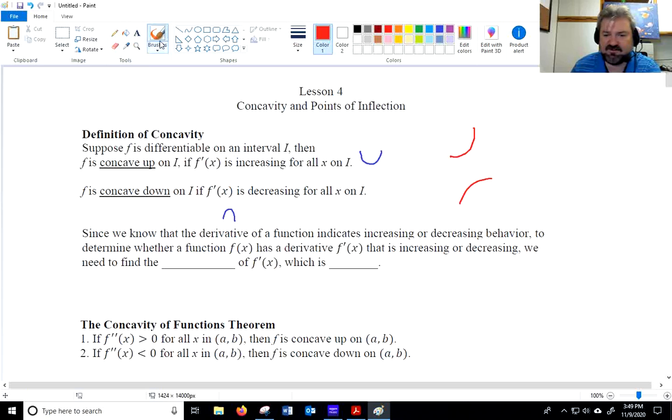Since we know that the derivative of a function indicates increasing or decreasing behavior, it should make sense that if we're trying to determine the concavity, and remember concave up means that f prime is increasing, then we need to find the second derivative of f. We need to find the derivative of f prime, which is f double prime. Make sense? Remember, the derivative of a function can be used to tell you if that function is increasing or decreasing. Since concavity is indicated by whether f prime is increasing or decreasing, we simply need to take the derivative of f prime.